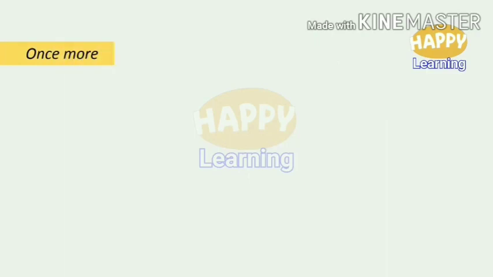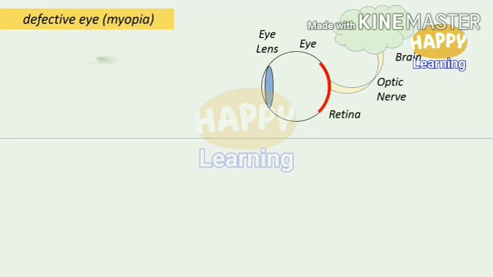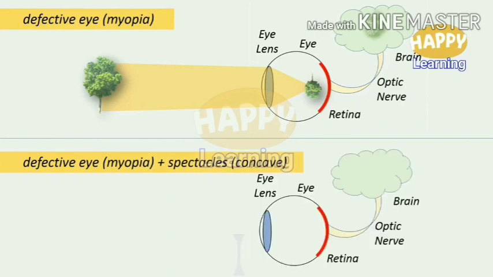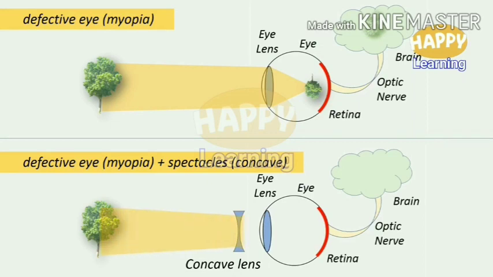Once more, a defective eye, an object, the rays are converged to a point before the retina and the image read by the brain is blurred. Whereas with the defective eye with spectacles of a concave lens, there is an object, the rays are first diverged and then converged to give a clear image on the retina. The brain reads a clear image.